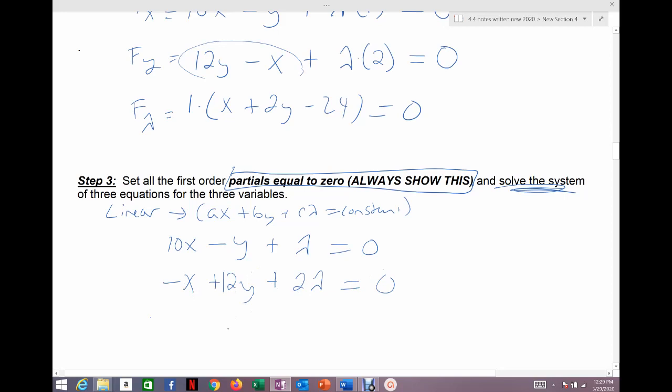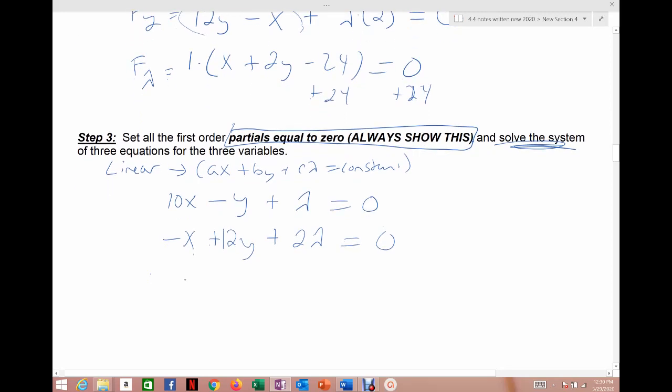In that case, make sure you write them in the right order, because when I go to plug them in my matrix, x first, y second, lambda third equals my constant. In this case, it's just 0. My last equation, I do have a constant 24, so I do need to move that to the other side. So I'm going to add 24 and move it to the other side. There's no lambda, so I'm going to leave that part blank.